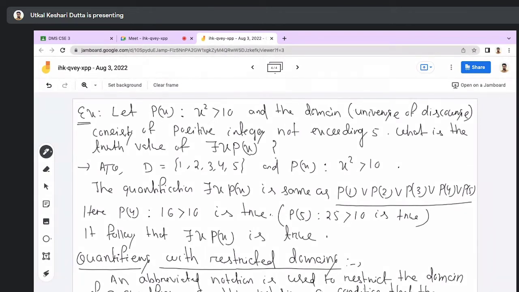That condition means some expressions that the variable must satisfy. That variable may be x, y, z. Some variable must satisfy some conditions. That condition is added after the quantifier. These types of expressions are called quantifiers or quantification using restricted domain. Okay, we'll see.